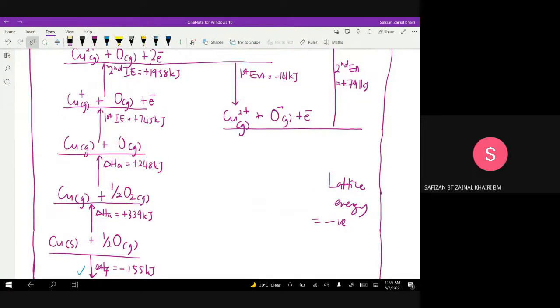Okay, that's all. The Born-Haber cycle untuk copper oxide.